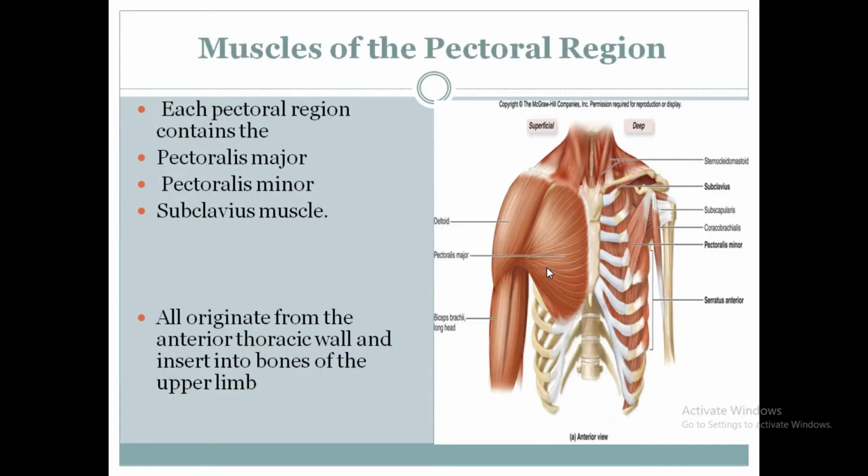The muscles of the pectoral region. Each pectoral region comprises three muscles. The pectoralis major muscle. When we remove the pectoralis major muscle, we could see the pectoralis minor muscle and the subclavius muscle, which lies beneath the clavicle. All these muscles originate from the anterior thoracic wall and get inserted into the bones of the upper limb.